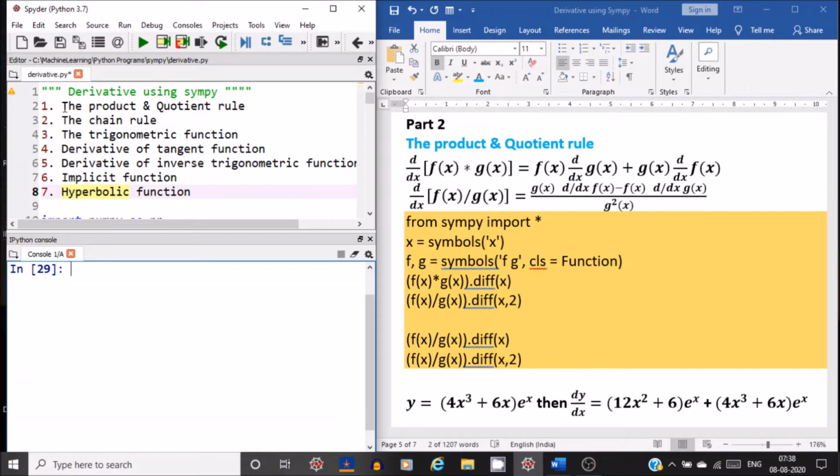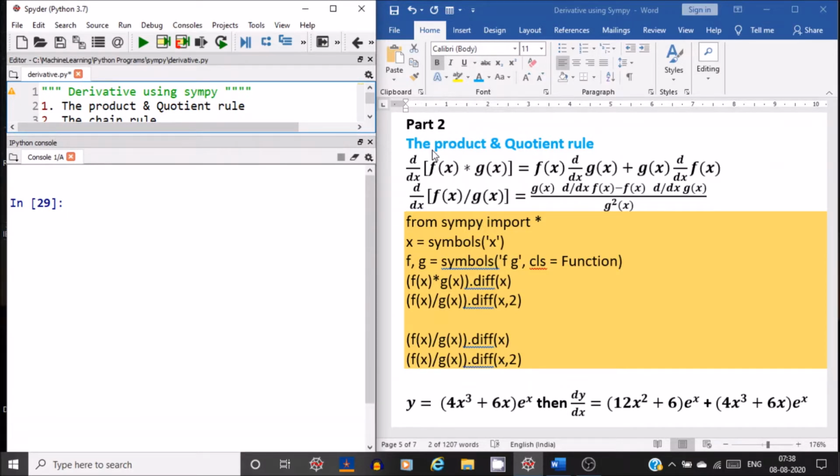So here we'll discuss the product and quotient rule, the chain rule, the trigonometric functions, the derivative of the tangent function, the derivative of inverse trigonometric functions, implicit functions, and hyperbolic functions. So we will see the implementation of all these concepts using SymPy.